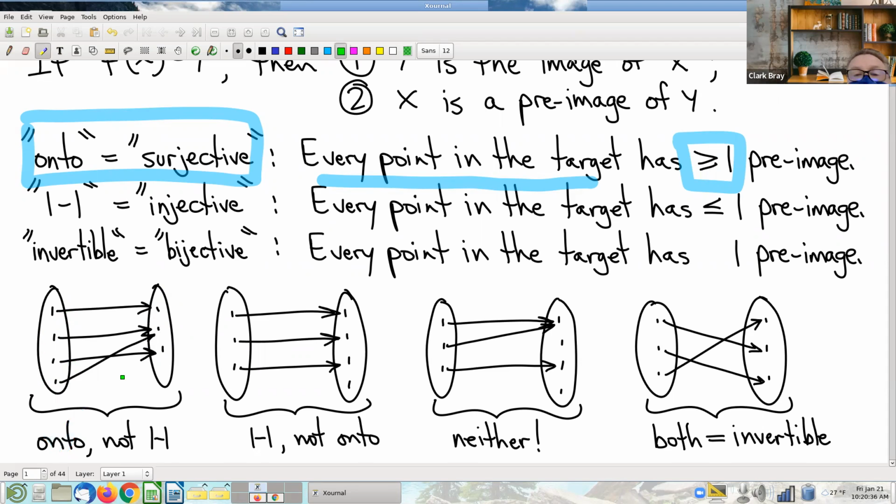Okay, and you can see that not only is this function onto, but so is this one. Right? But you can see not, I want to do it like this, not this one. See, look at this target point. 0 pre-images. 0 is not at least one. Okay. So that's not onto, and this one here, likewise, not onto. Ready with me?